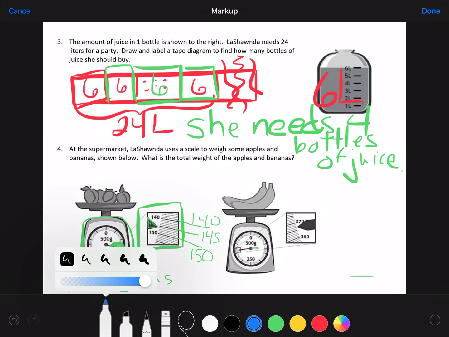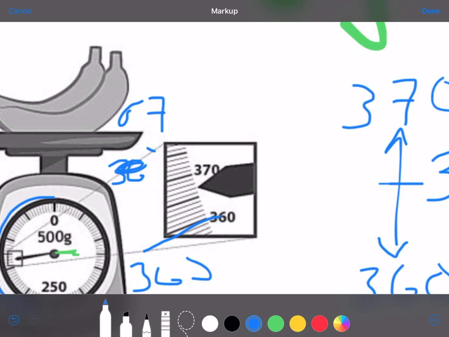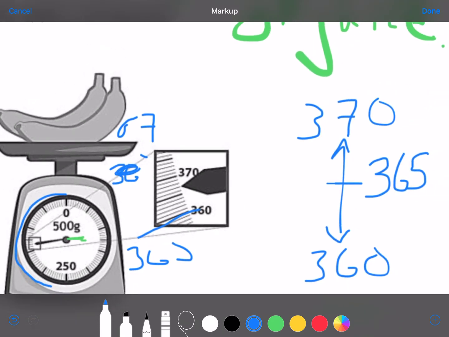But this time we are on the other side of it. So now we're going from 360 up to 370. Wow, this is not writing well. I apologize. So now I need to know the midway point, the halfway point, between 360 and 370, which would be 365. So then when we zoom in, that darker mark between 360 and 370 would be 365.